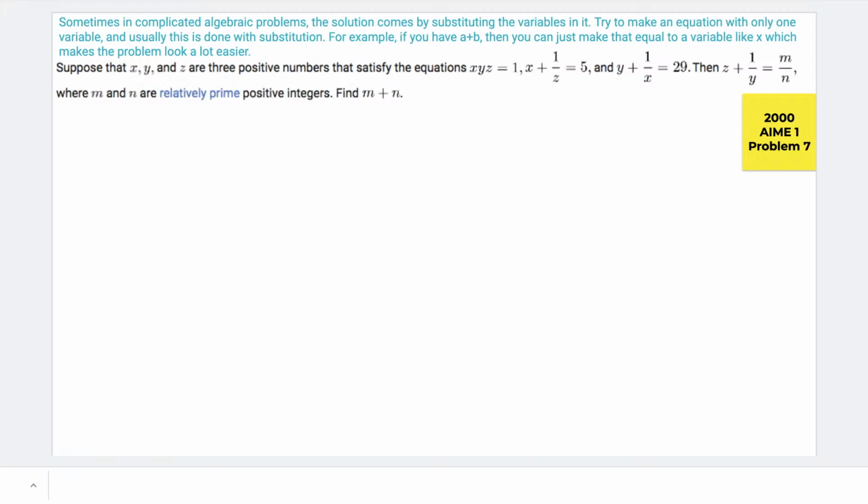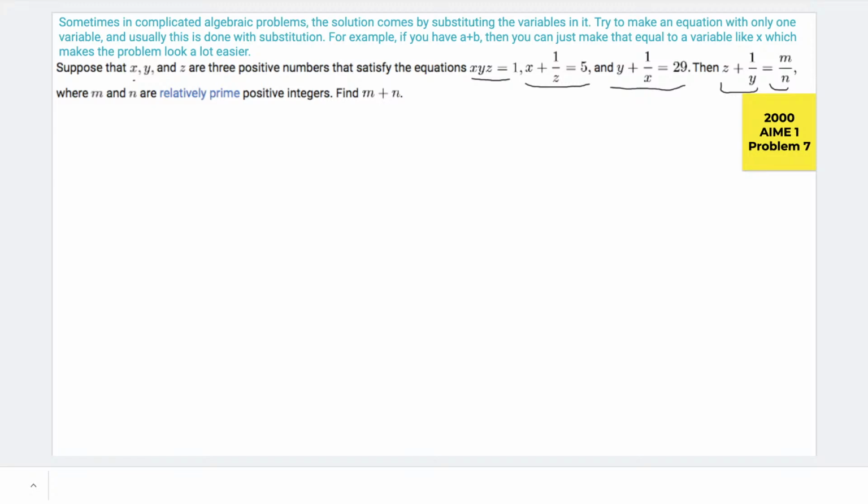For example, this problem is from the 2000 AMC, problem 7. Suppose that x, y, and z are three positive numbers that satisfy the equations x times y times z equals 1, x plus 1 over z equals 5, and y plus 1 over x equals 29. And we want z plus 1 over y equals m over n, where m and n are relatively prime integers, and we want to find m plus n.